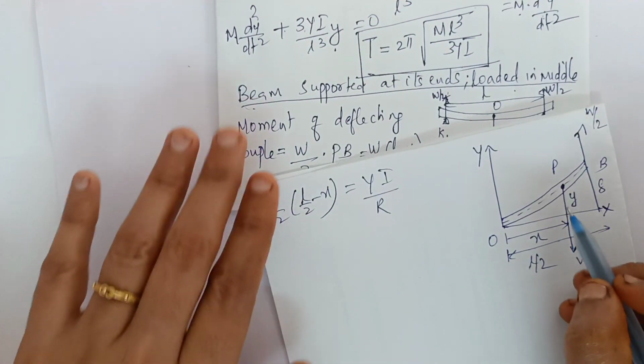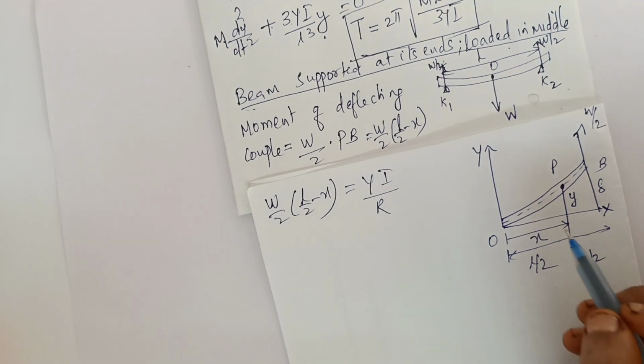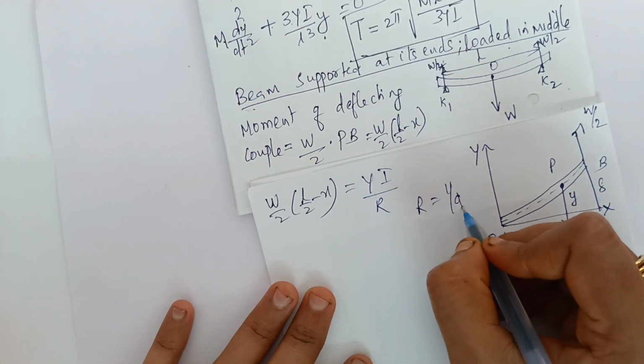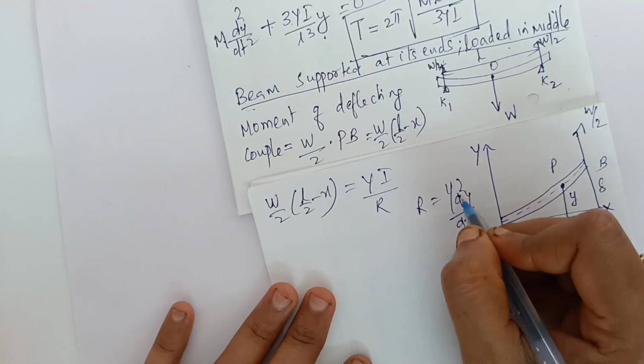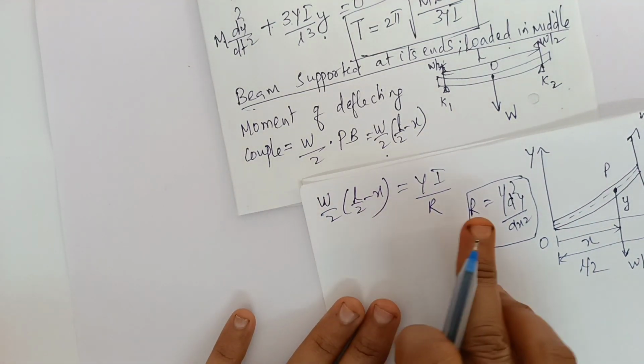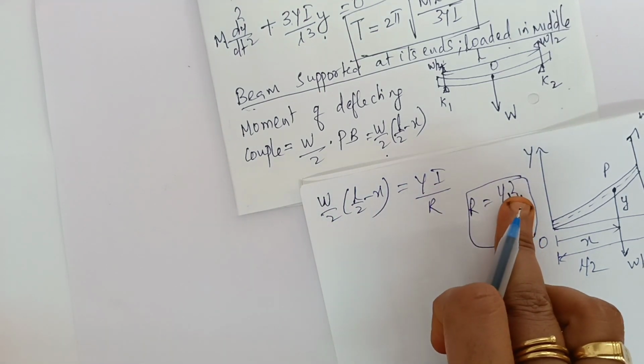y is the elevation at the section above the x-axis. So what is the radius of curvature of the neutral axis? We already said 1 plus (dy/dx) whole square, whole raised to 3/2, divided by d²y/dx², and we are going to neglect the (dy/dx) whole square term, so the numerator has gone. So r is equal to 1 by d²y/dx². In the last derivation we have studied that. So we can substitute 1 by r as d²y/dx².